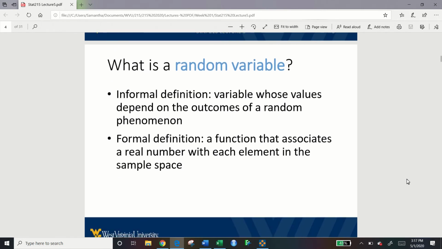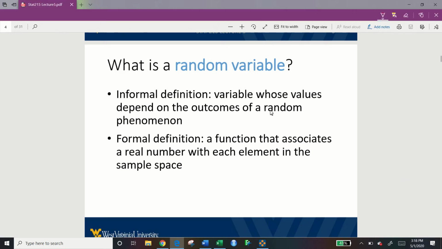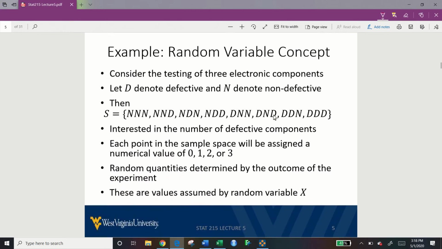So to start off, what is a random variable? Well, an informal definition of a random variable is a variable whose values depend on the outcomes of a random phenomenon. If you don't remember what a random phenomenon is, go back and check your earlier lectures. A more formal definition is a function that associates a real number with each element in our sample space. Let's take a look at an example.